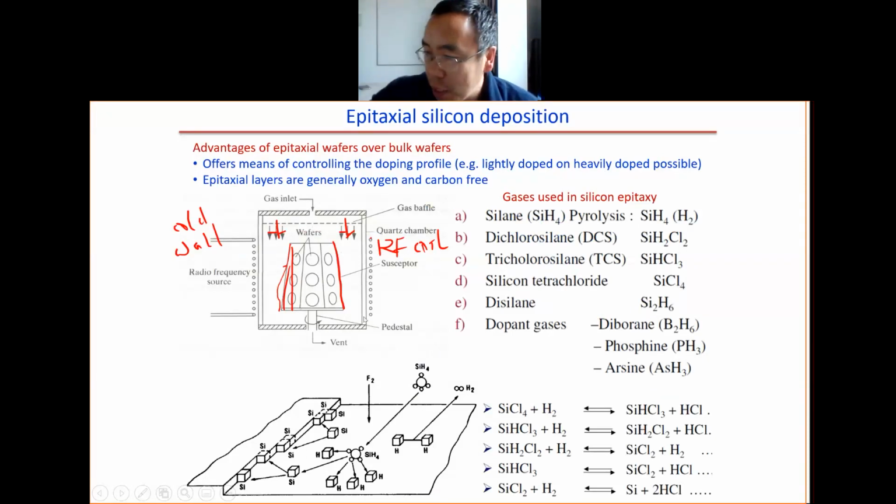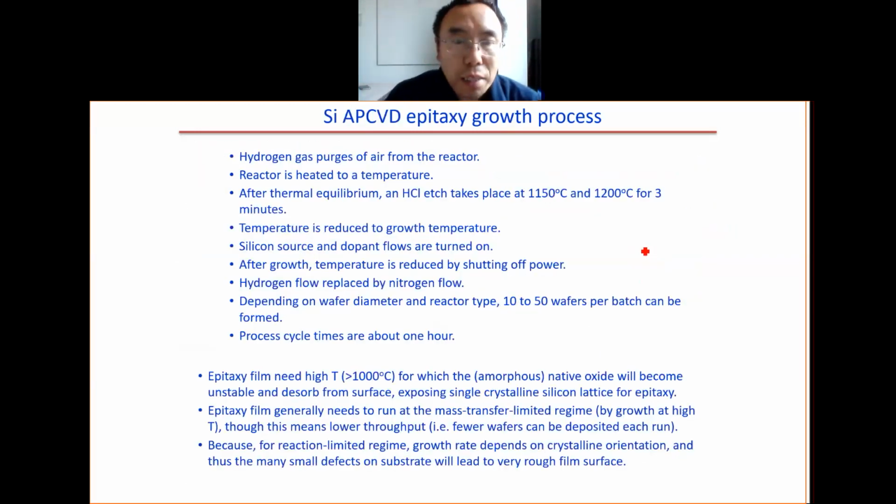In the past, in the early time, the main gas we used is this one, silicon tetrachloride. Later on, it shifted to this one. Now those two gases are popular for the APCVD silicon deposition. Sometimes others are used, but this is not so often. Those are the most popular. So this is the basic process.